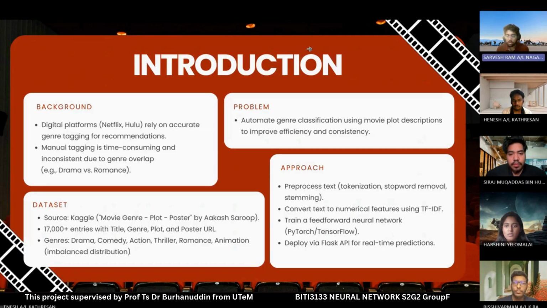So moving on to the approach. For the approach, we will first pre-process the text that we get from the dataset, using tokenization, stopword removal, and stemming, then convert those texts to numerical features using TF-IDF. Then we also train the feed-forward neural network model using the PyTorch and TensorFlow libraries. And then in the end, we will deploy the system via Flask API for real-time predictions.